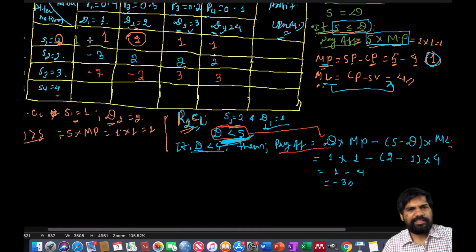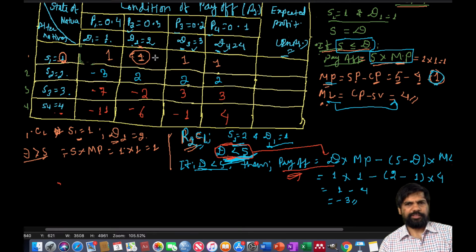Here supply is 4 and demand is 1. That means supply is greater than demand. Now we have two conditions: one is supply is greater than demand, and another one is supply is less than or equal to demand. In this case we also use supply is greater than demand. When we use this formula, we will have minus 11.